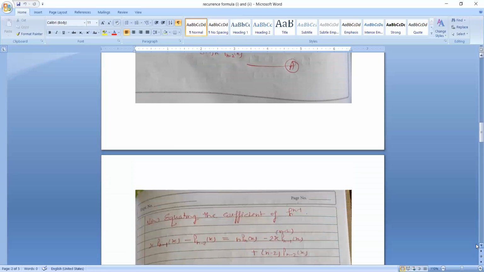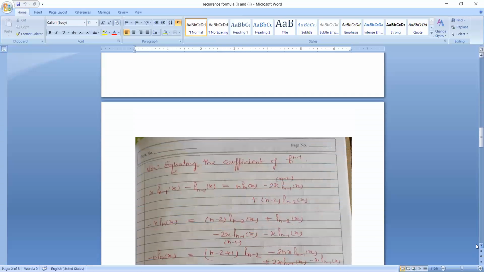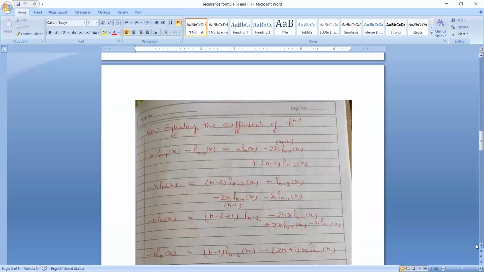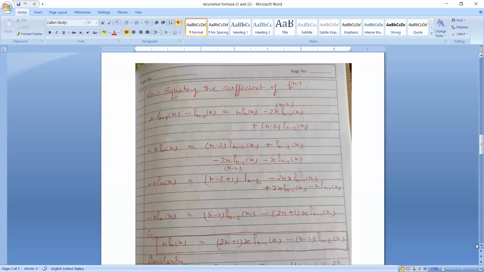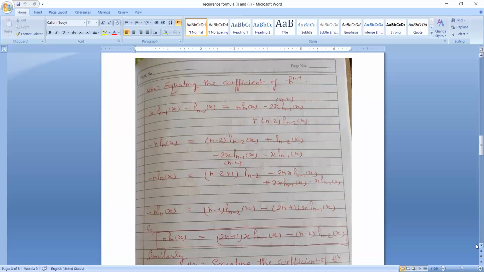Now equating the coefficient of h to the power n minus 1. This is x P_{n-1}(x) minus P_{n-2}(x) is equal to n P_n(x) minus 2x (n minus 1) P_{n-1}(x) plus (n minus 2) P_{n-2}(x). Again solving, this is minus n P_n(x) is equal to (n minus 2) P_{n-2}(x) plus P_{n-2}(x) minus 2x (n minus 1) P_{n-1}(x) minus x P_{n-1}(x).